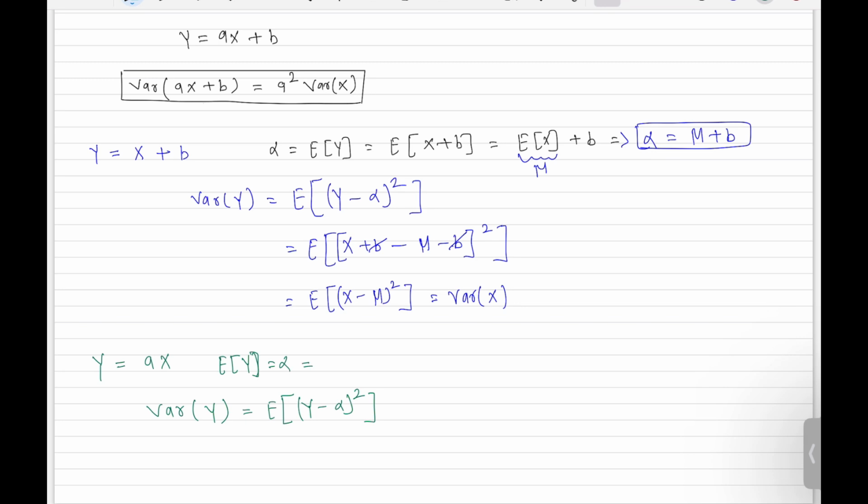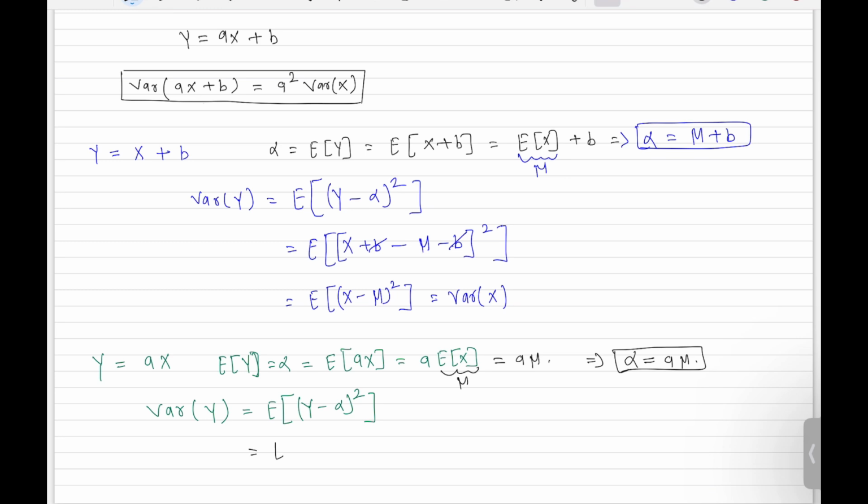and again we can make use of the linearity. So what we want to find is the expected value of a times x. Using linearity, it is nothing but a times the expected value of random variable x. And let's suppose that the expectation of x is mu again, so that will give you a times mu, right? So overall, the expected value of random variable y is nothing but a times the expected value of x.